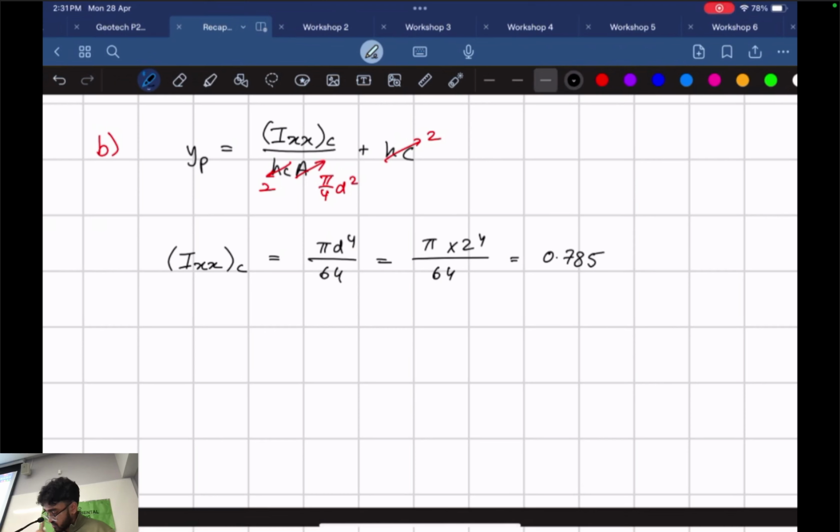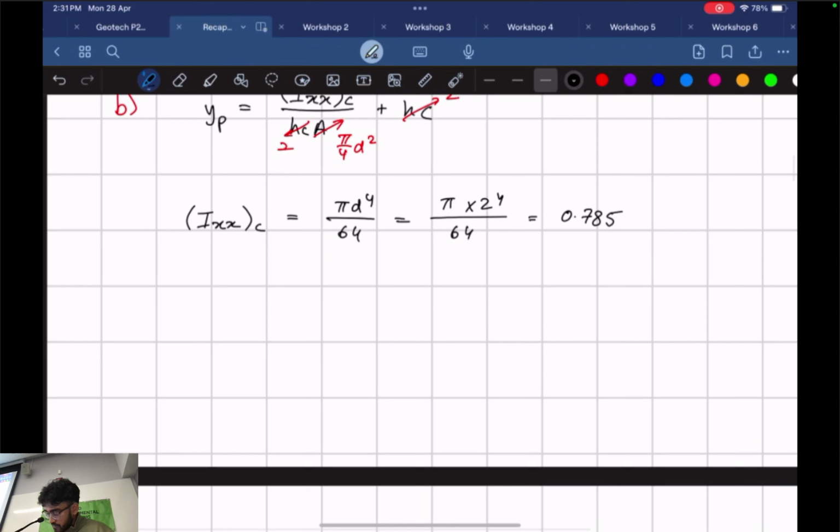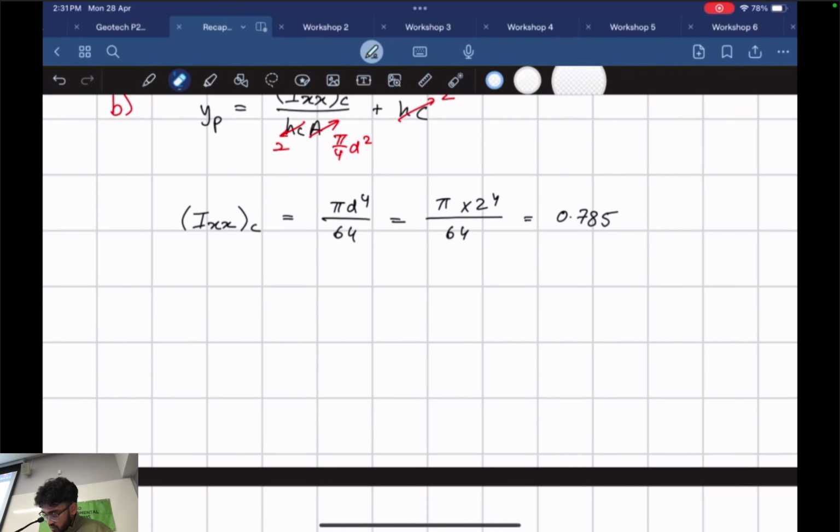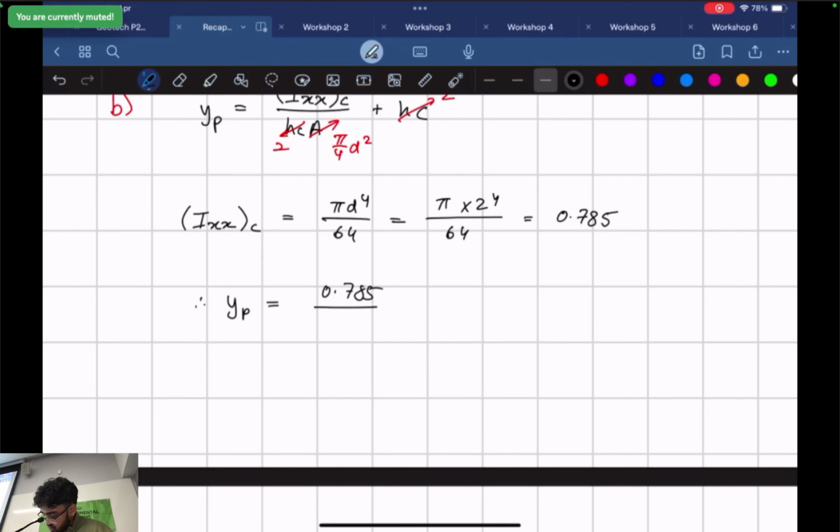0.785. Okay, therefore, yp is going to be equal to 0.785 over 2 times pi over 2 squared plus 2, which we get to be 2.125.